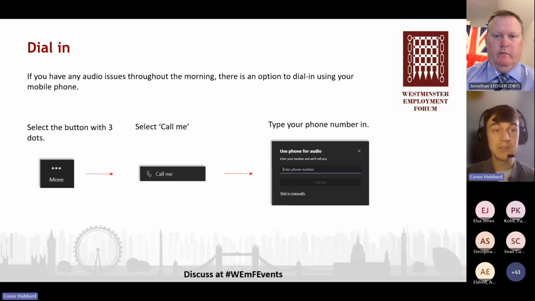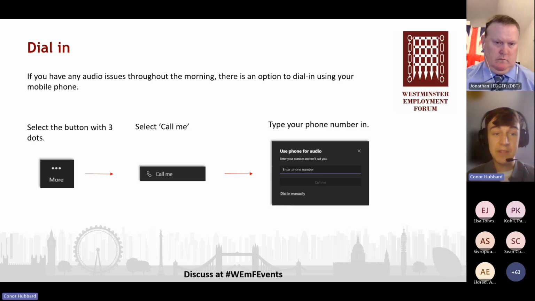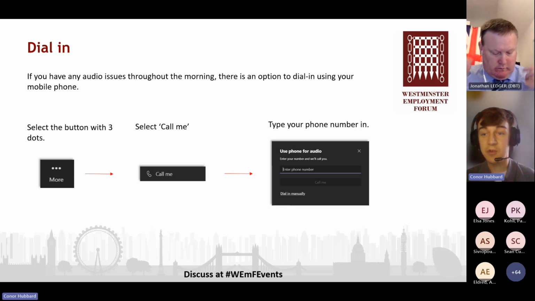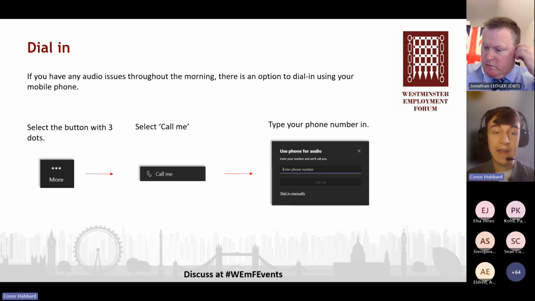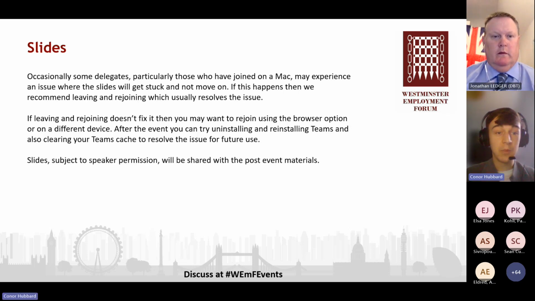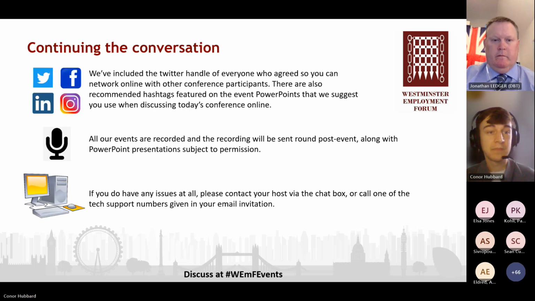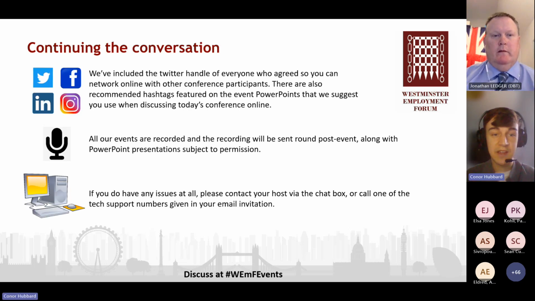If you have any audio issues you're really struggling to fix, the best bet is to dial in using your mobile phone. Select three dots, the Call Me function, type your mobile phone number in, and the audio will begin to play out of your phone. We are aware of a couple of issues with slides. If they do freeze, unfortunately, the best bet is just to drop off and join back in. Please do let us know, though, as we are then able to report it, and hopefully it will get fixed as soon as possible. To continue the conversation, please do discuss with the hashtag WEMF events.